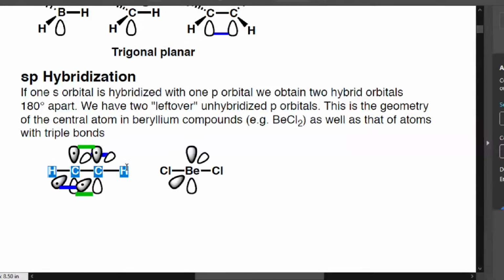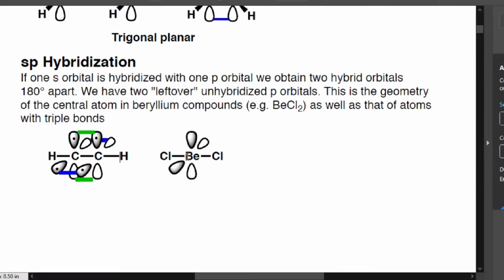So this is the x direction. Above and below is the y direction, and front and back is the z direction. So this is sp hybridized. An sp orbital is always linear, and this is BeCl2.